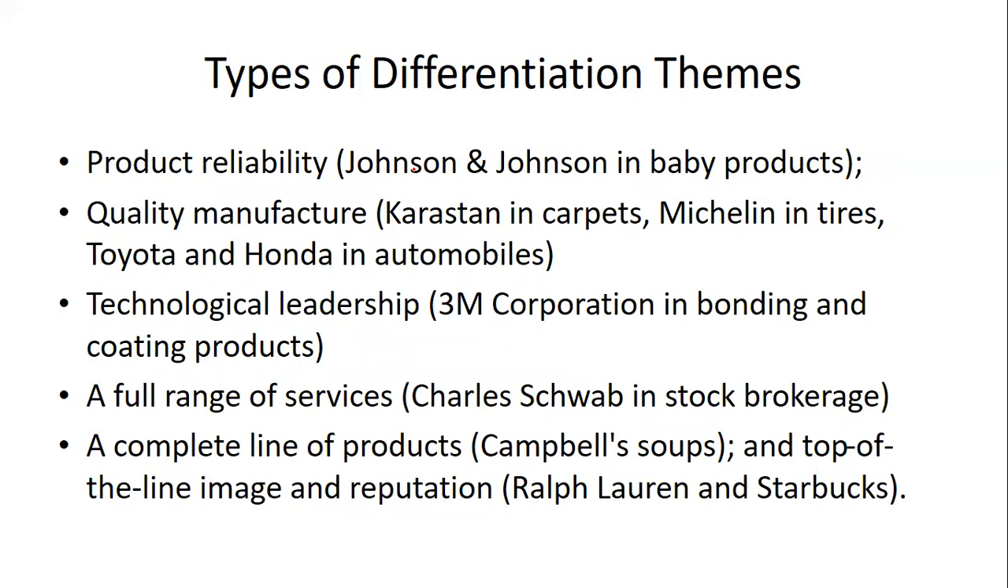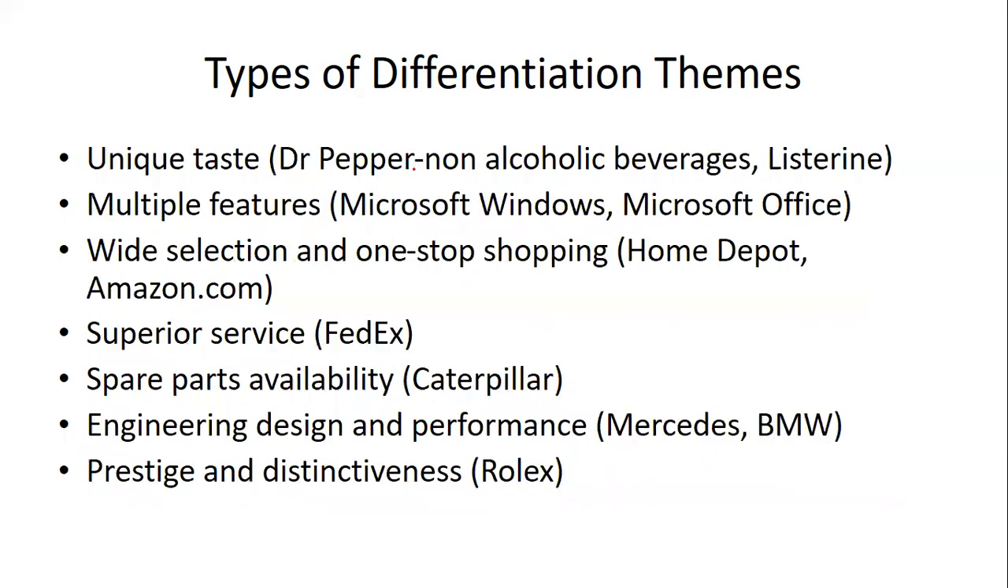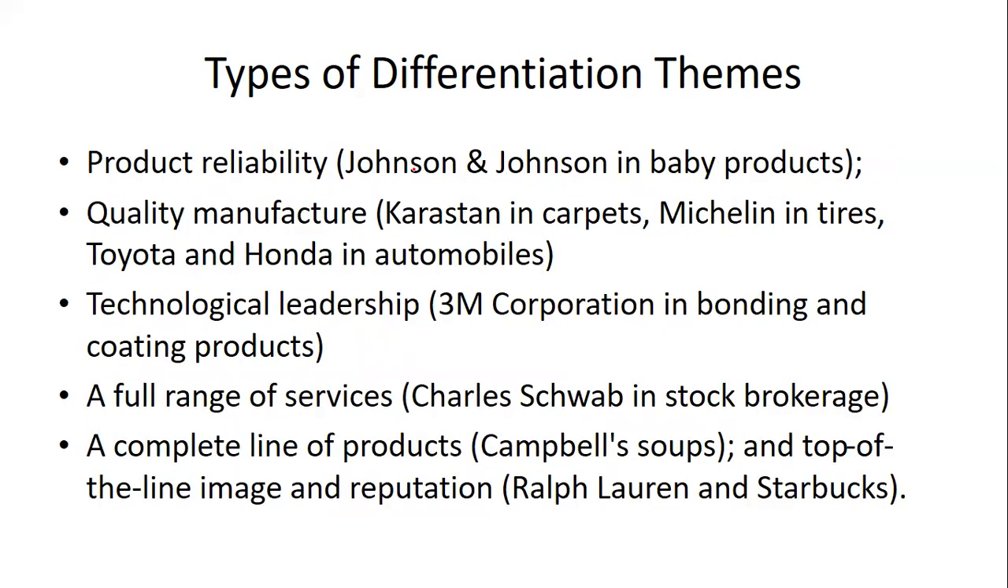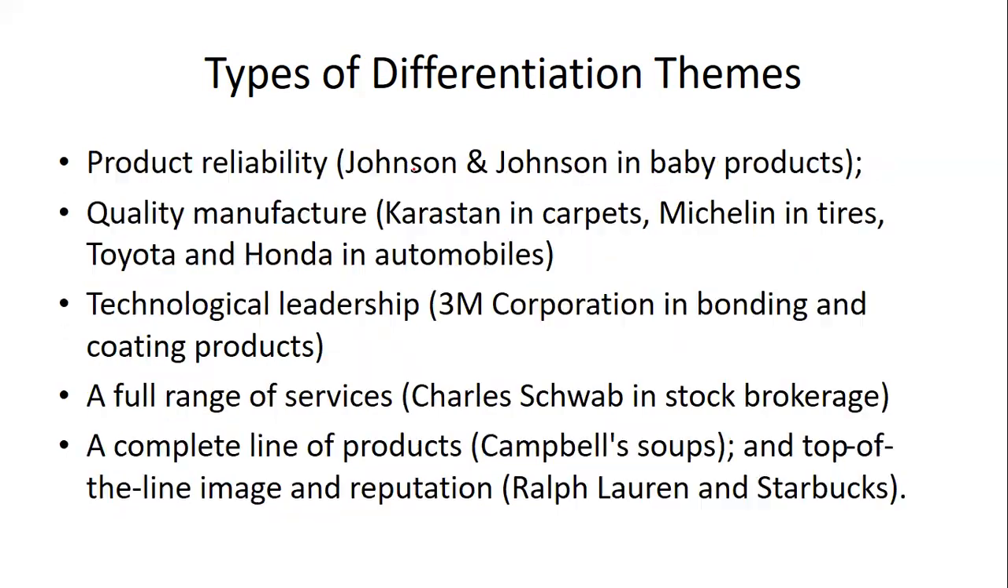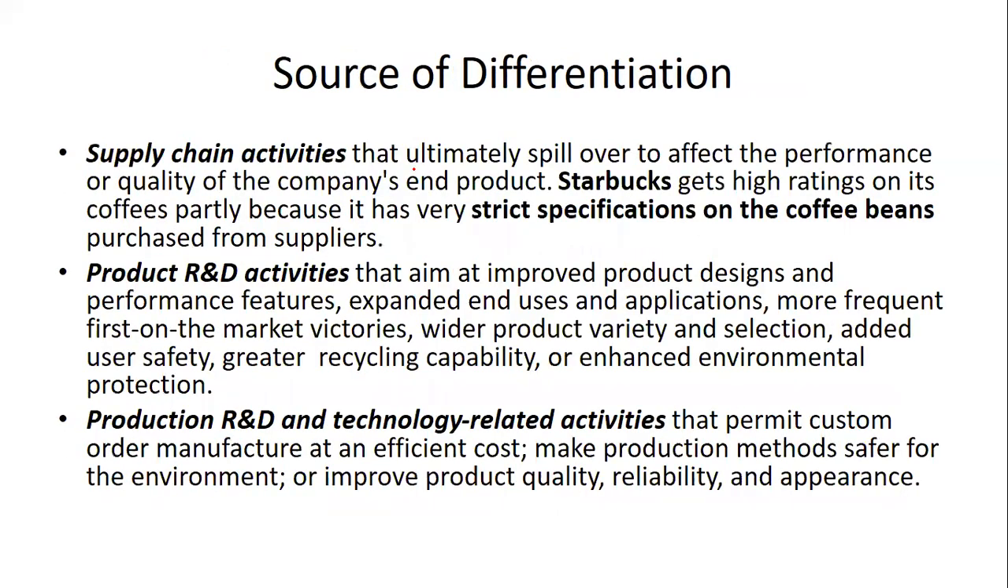A complete line of products, where you have Campbell soups, or where you have the image and reputation with the help of Ralph Lauren or Starbucks. So here you can go with the help of types also with different themes, under the differentiation. But as we know, here the buyer's needs and preferences are too diverse. Then how do you get this source of differentiation?